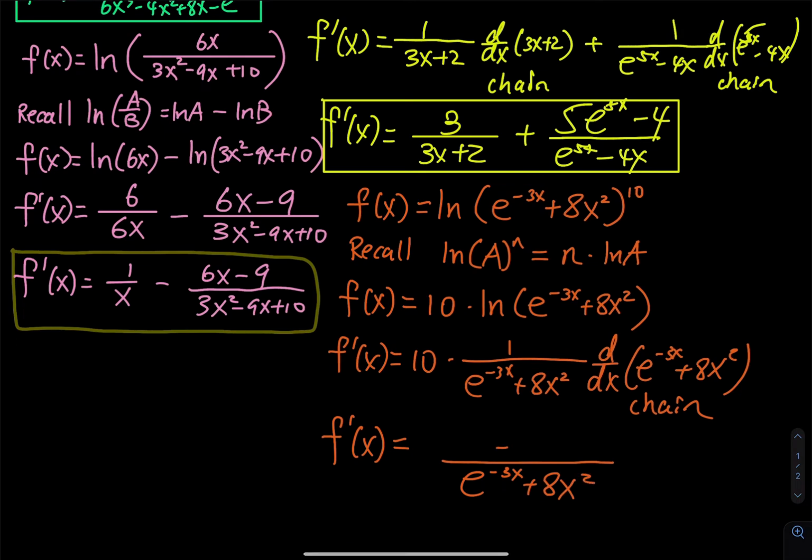And then the e, so e to the negative 3x. So there is a negative in front, right, due to the chain rule. And then the ax squared becomes 16x. And then the 10, you can either keep it outside or you multiply the 10 in. So I will just take this as the final answer.